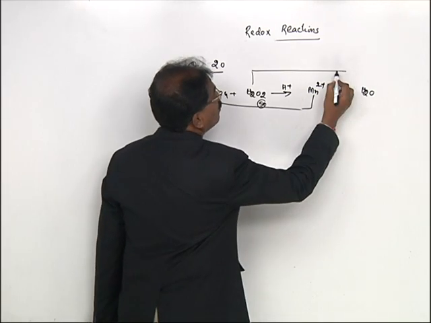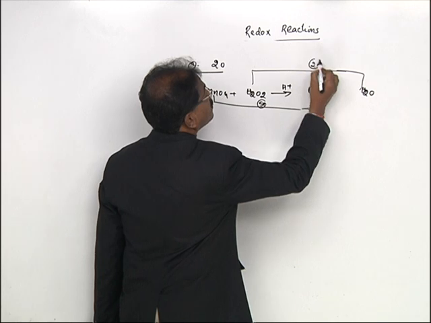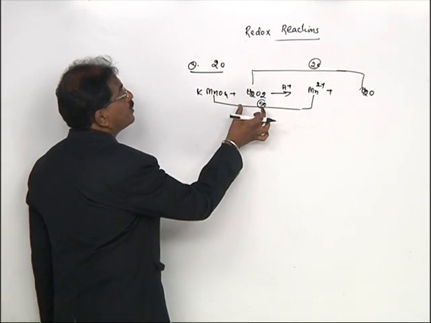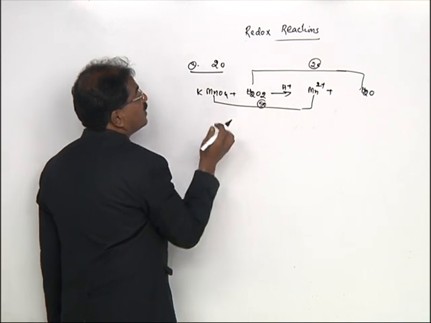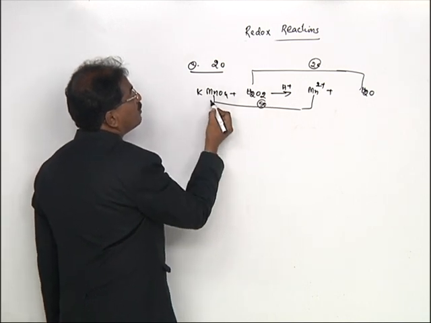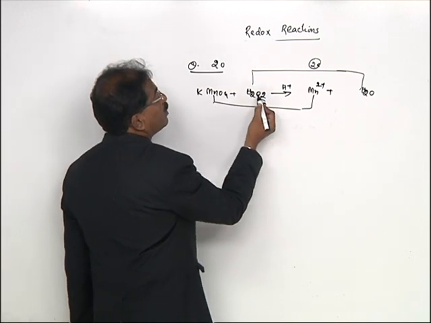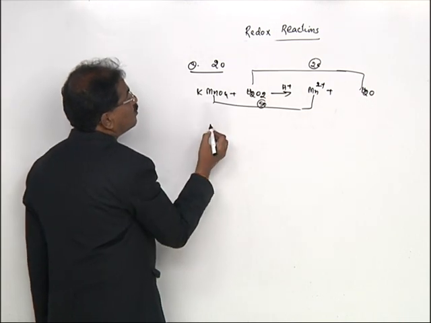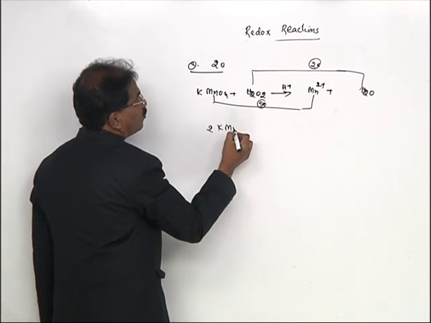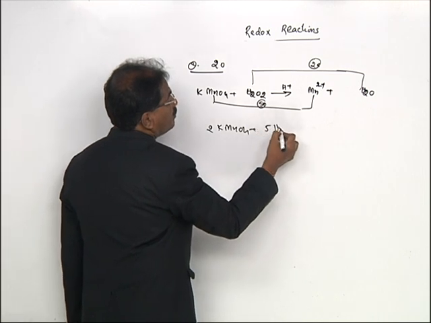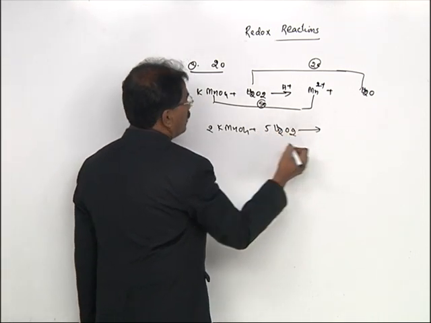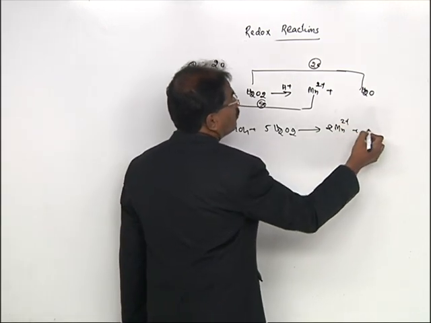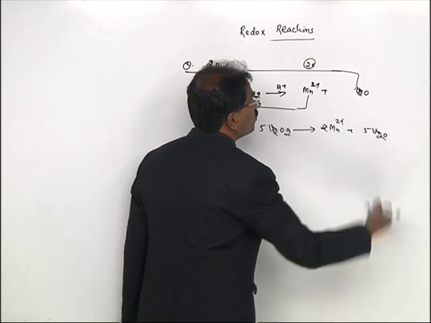H2O2, 1 mole always supplies 2 moles of electrons. Therefore, in order to balance the reaction, first exchange the electrons. 1 mole of KMnO4 requires 5 moles of electrons, whereas 1 mole of H2O2 supplies 2 moles of electrons. Just exchange the values here. 2 KMnO4 plus 5 H2O2 gives 2 Mn2+ plus 5 H2O.